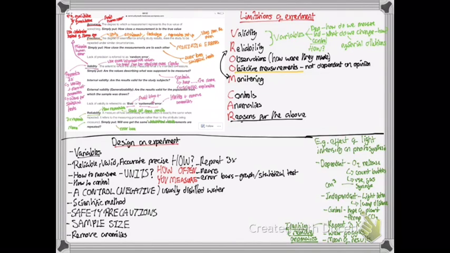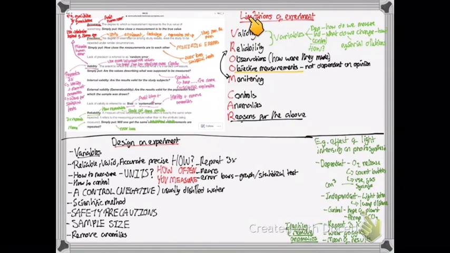Okay, so M is for monitoring, and that's related to reliability. How did the student monitor their results? So then we've got controls, and controls, as we've already spoken about in our variables, did they have a control? Did they have a negative control? A is for anomalies. Remember, identify anomalies and discount them. Have they identified anomalies in their experiment? Sometimes it will give you a table of results, and you see that there's anomalies in it and they should have discounted them, but they didn't, so you speak about that. And R is the reasons for the above.